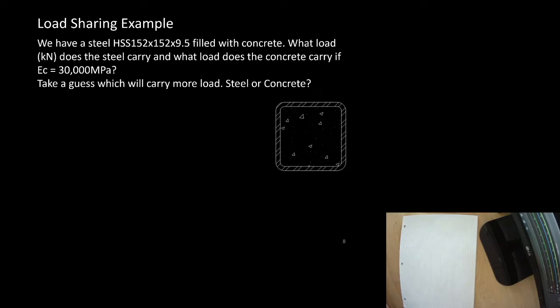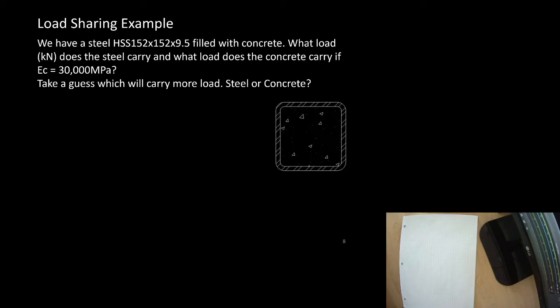So for our load sharing example, they've told us we have a steel HSS 152 by 152 by 9.5 filled with concrete. What load in kilonewtons does the steel carry, and what load does the concrete carry if the stiffness of the concrete is 30,000 MPa? Well, they didn't give us a total load, so it looks like we need to know what percentage the steel will carry and what percentage the concrete will carry.